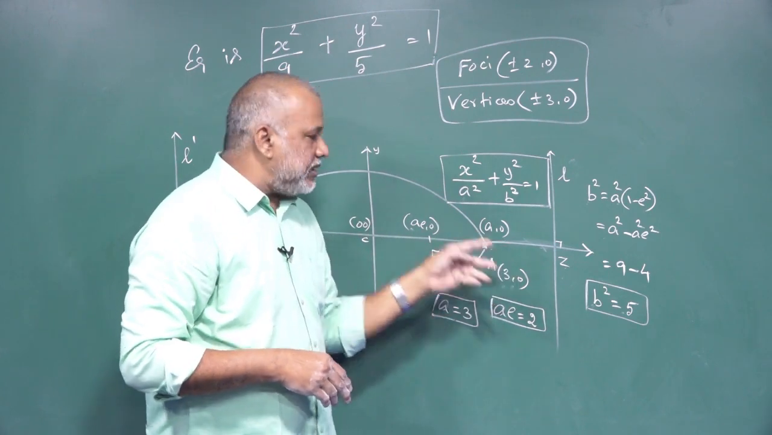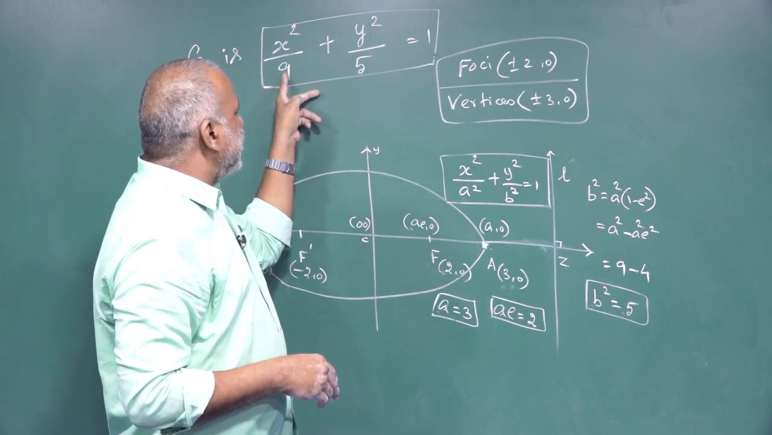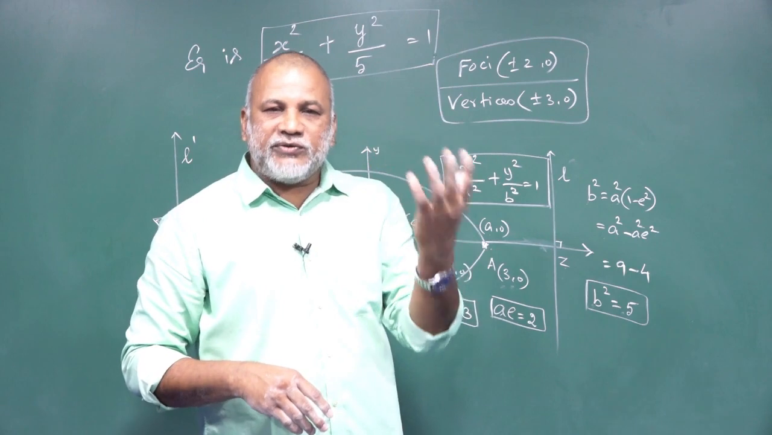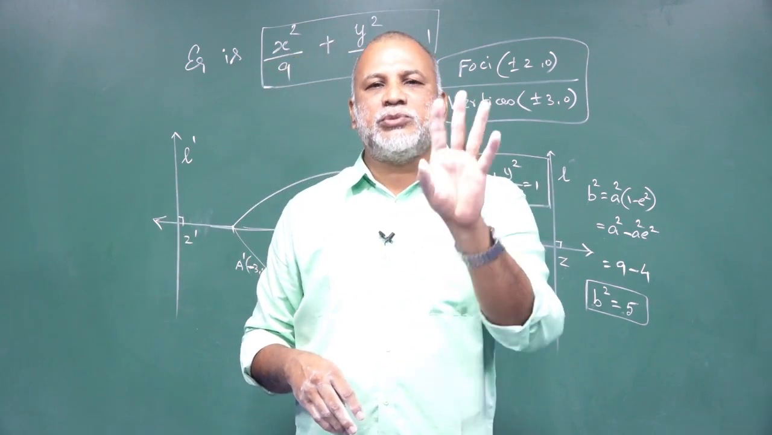Major axis along x-axis. So x squared by a squared plus y squared by b squared equal to 1. Instead of a squared, substitute the data. Instead of b squared, substitute the data. We can get the equation. So out of the standard results, any two data must be given. Only two data must be given.